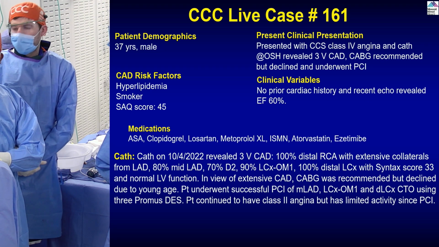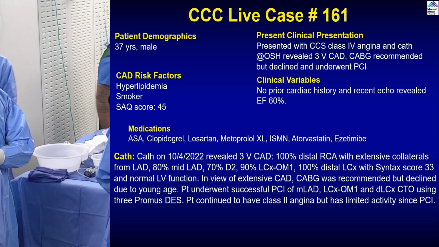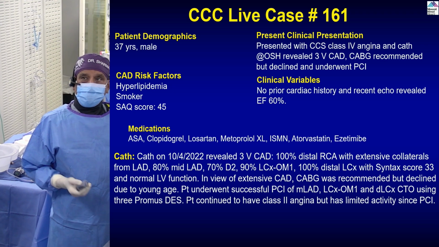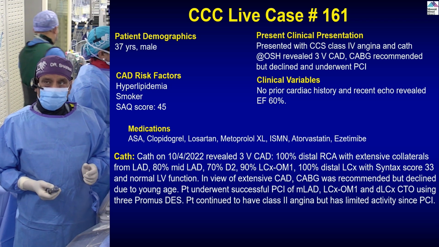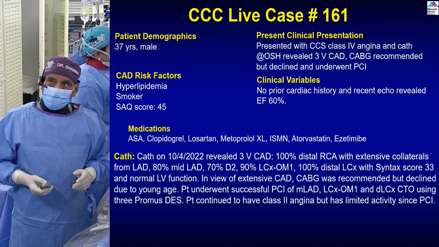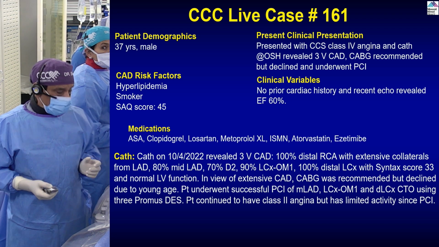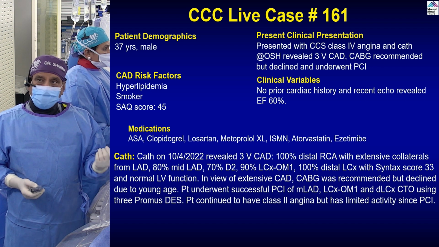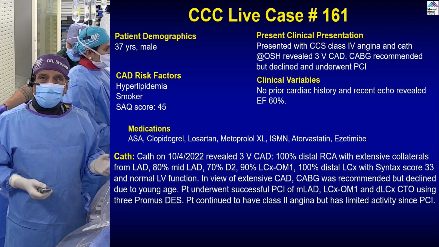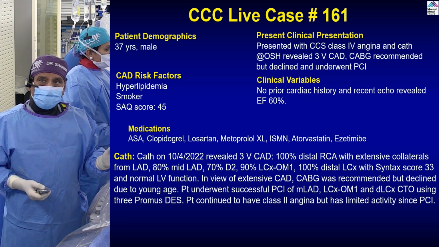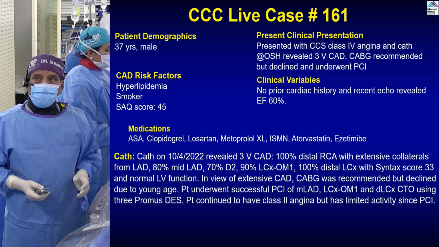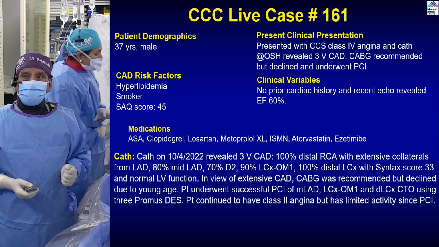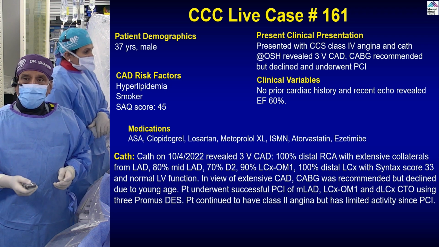So this is nothing new. Case number 161 is a little interesting in the sense that it's probably one of the youngest we have done in our case series of lives. It's a 37-year-old without any prior history, admitted to an outside hospital with class 4 angina. He had 3 vessel disease. They recommended CABG, but because of his age, he declined and came to us for PCI. The only risk factors were that he was a smoker and had high lipids, and the EF was normal, normal even now. The patient was put on various medical therapy, including, as you can see, dual anti-ischemic therapy.